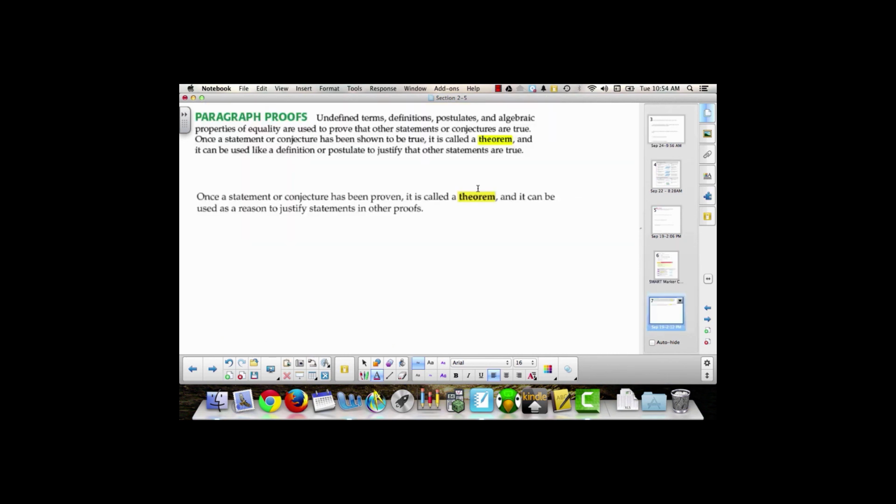Once you have proved a conjecture using definitions, postulates, and properties of equality, then your conjecture becomes what is called a theorem. Theorems are statements that you can explain through proof or deductive reasoning why they are true.